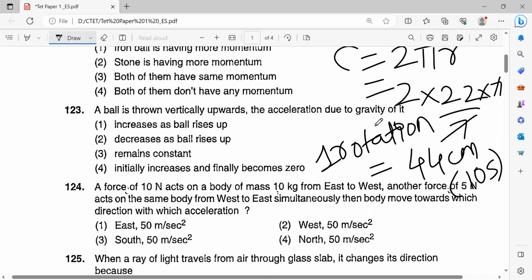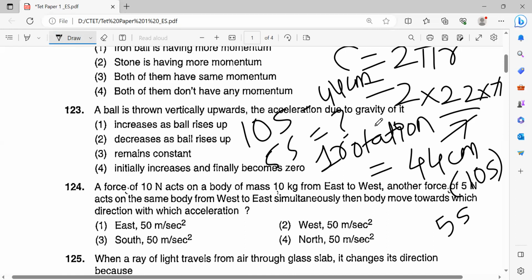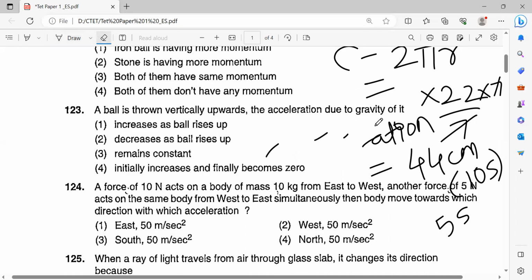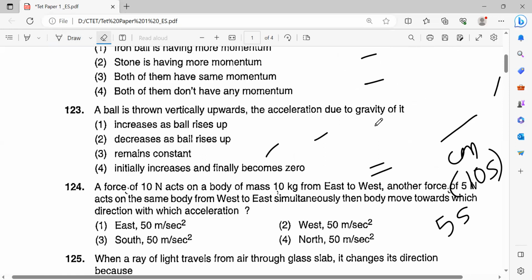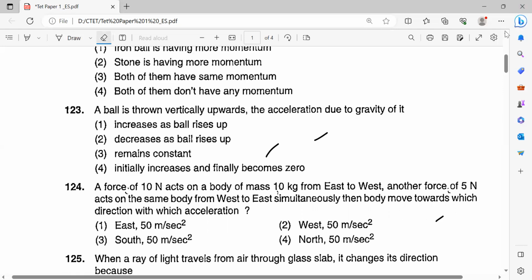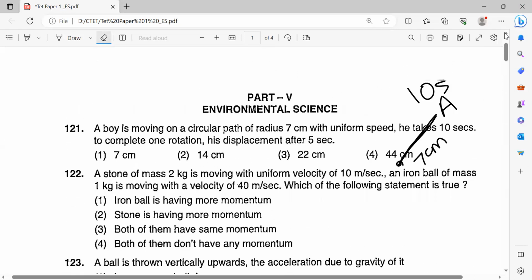So what for 5 seconds? For 10 seconds it is 44 centimeter. For 5 seconds, how much? Divide it by 2. When you divide 44 by 2, we will get around 22 centimeter. So the right option here is 22 centimeter.